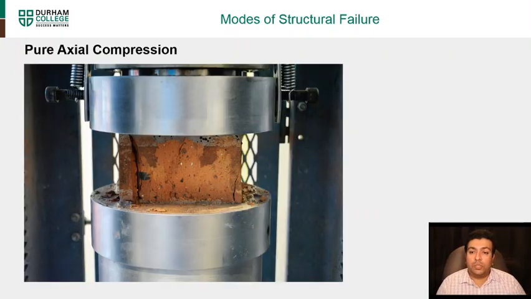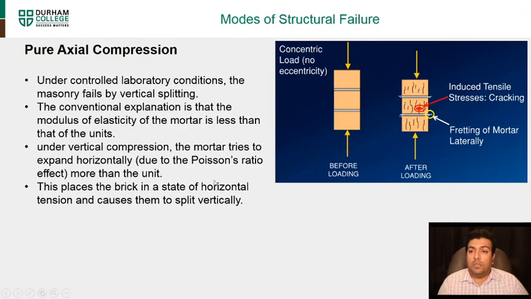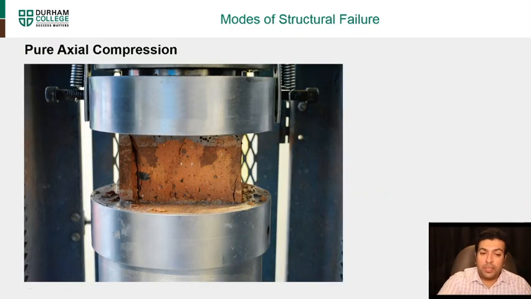Pure axial compression is when a piece of concrete block or brick is tested in the lab, loaded to see how the brick is going to behave. You can see that when the brick is loaded, it has tensile cracks that go vertically along this path. Under controlled laboratory conditions, the masonry brick fails with vertical splitting. If you go back, you can see this vertical splitting happening right there, and the masonry brick is failing in this structure.